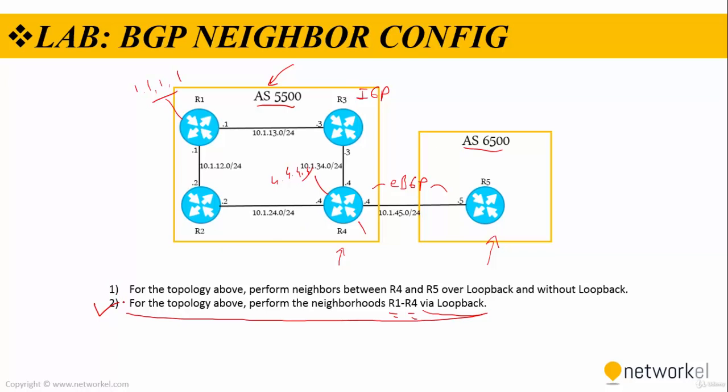Let's take a look at the first step now. For the topology above, perform neighborship between 4 and 5 this time. Okay, I'm gonna eBGP peer these guys. Firstly, without loopback. Then I'm gonna show you what we should do to peer from the loopback.